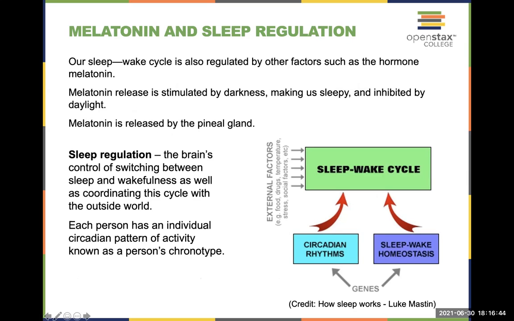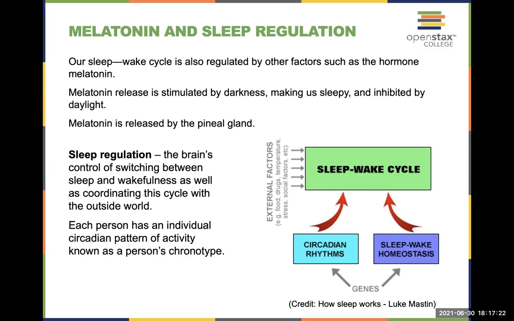All right, so now we're gonna move into melatonin and sleep regulation. And so remember earlier, we were talking about how light helps reset our brain's clock, right? And so melatonin is one of those examples of that. Melatonin is released when it gets dark. So it's stimulated by darkness and it's designed to make us sleepy. And when it becomes daylight, then melatonin is inhibited.